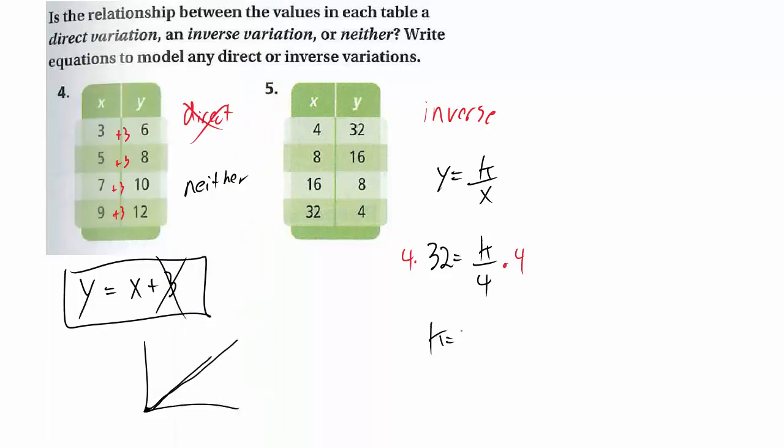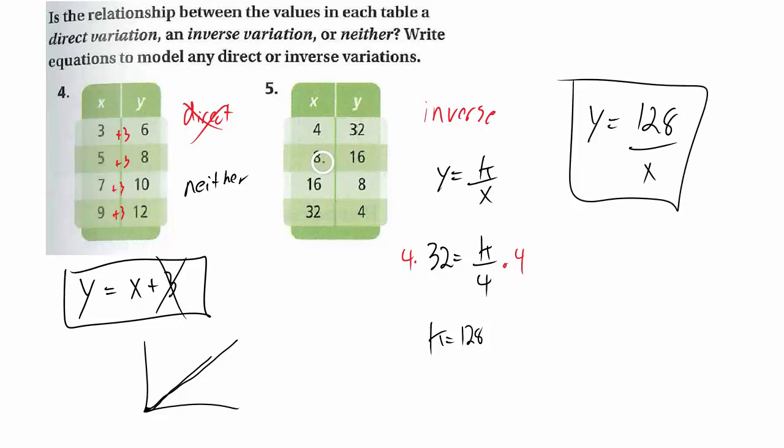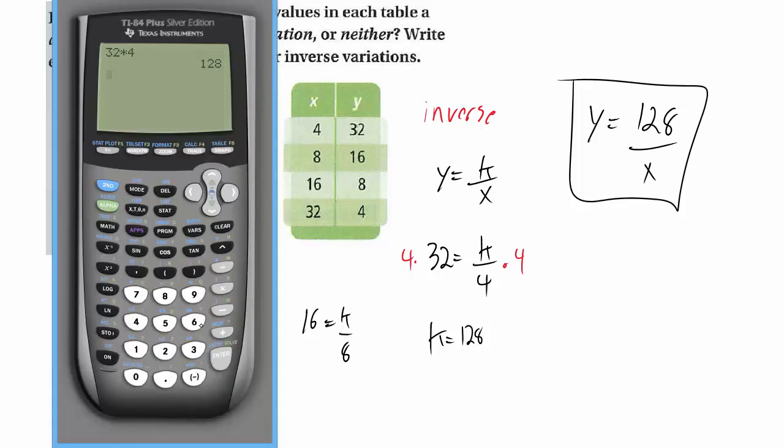I think the k is 128, which would mean my model would be y equals 128 over x. So this is probably the answer, but let's check if it works. There's several ways to check. I could just keep doing this for each of these. So I can do 16, which is my y, equals k over 8, and check to see if 128 works. Or I can do 16 times 8, and it also comes out to 128. If I do 8 times 16, of course that'll work. If I do 4 times 32, that'll also work.